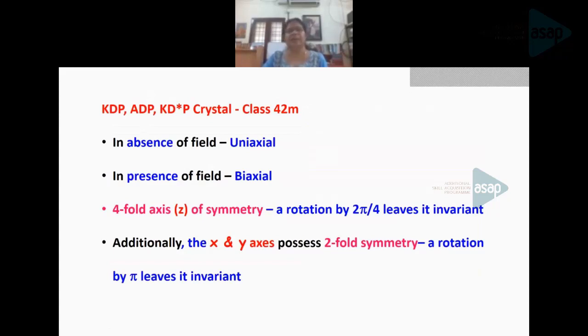So, these crystals in the absence of field are uniaxial in nature, and in the presence of field, they will become biaxial. Okay, now class 42m means it has a fourfold symmetry axis. Here Z is the fourfold symmetry axis, and it has twofold symmetry axes. X and Y are twofold symmetry axes.